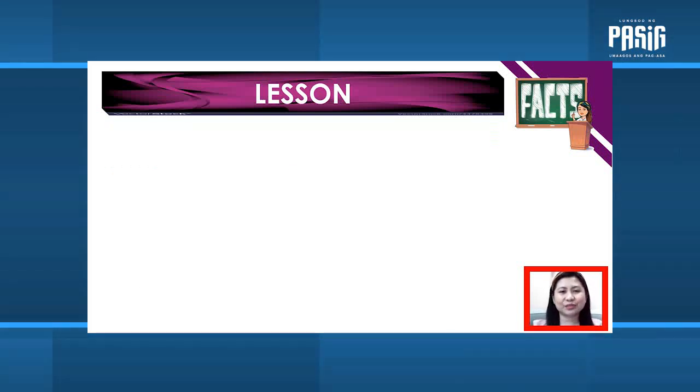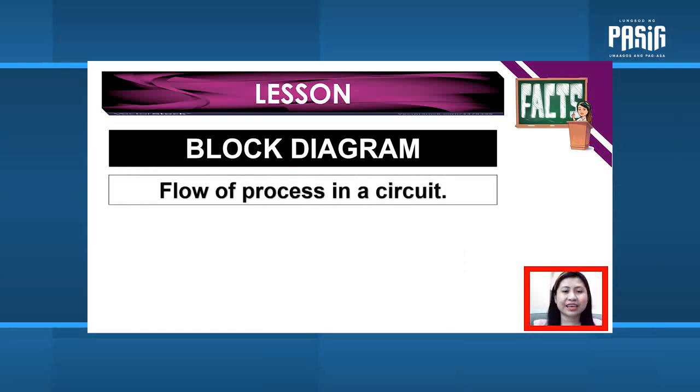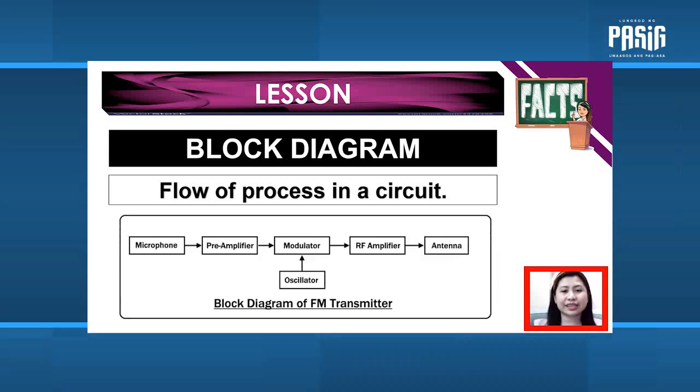Let us begin with block diagram. It is a type of diagram that shows the flow of process in a circuit. It is the easiest one to design because it uses only boxes and arrows to represent the components of a circuit. Here is an example of a block diagram of an FM transmitter.